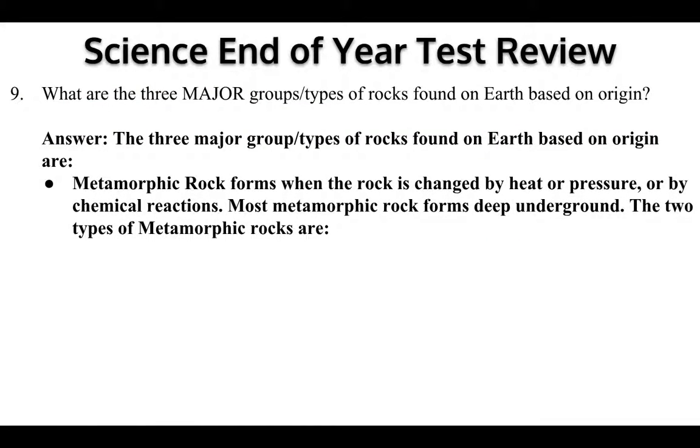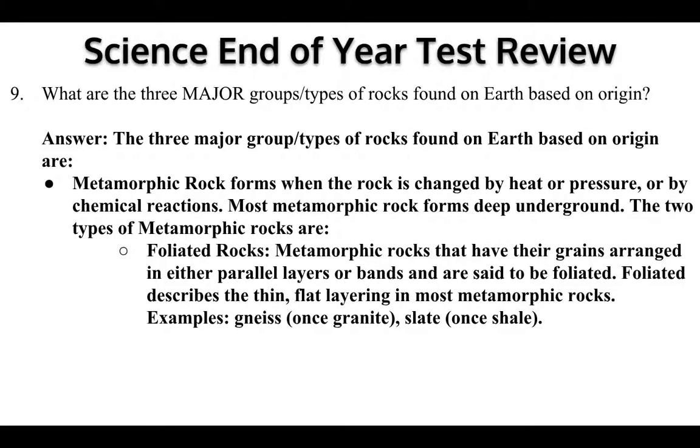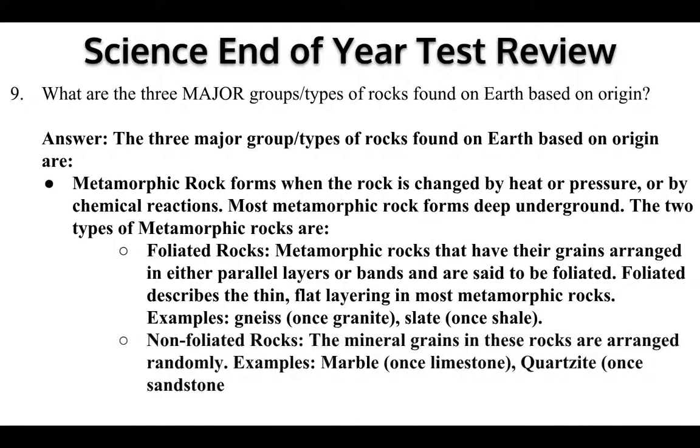Metamorphic rocks form when the rock is changed by heat or pressure, or by chemical reaction. Most metamorphic rocks form deep underground. The two types of metamorphic rocks are foliated, means you have banding. You can see bands. Okay, metamorphic rocks that have their grains arranged in parallel layers or bands are said to be foliated. Foliated describes the thin, flat layering in most metamorphic rocks. Examples are gneiss, once was granite, and slate, once was shale.